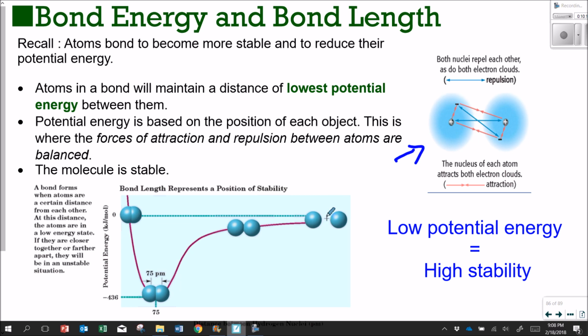So in the chart down here, we can see that a bond will form when atoms are at a certain distance from each other. Over here, the bond hasn't formed. The atoms are separated from each other. They are at high potential energy. As they move closer together, they reduce their potential energy until they form the bond at the lowest possible potential energy. When they get too close together, they become unstable again, and their potential energy increases. So low potential energy means high stability.